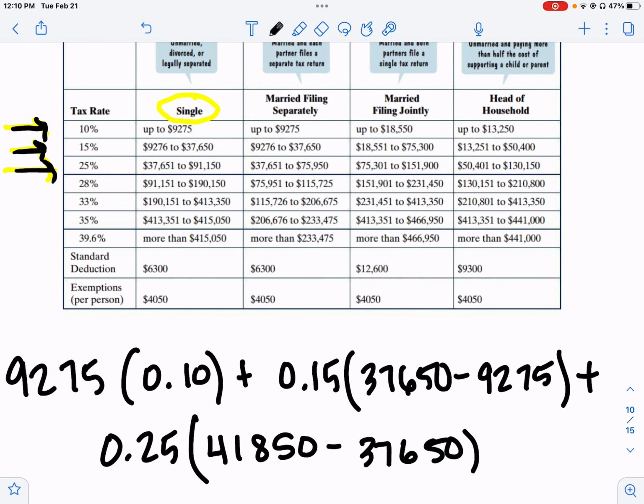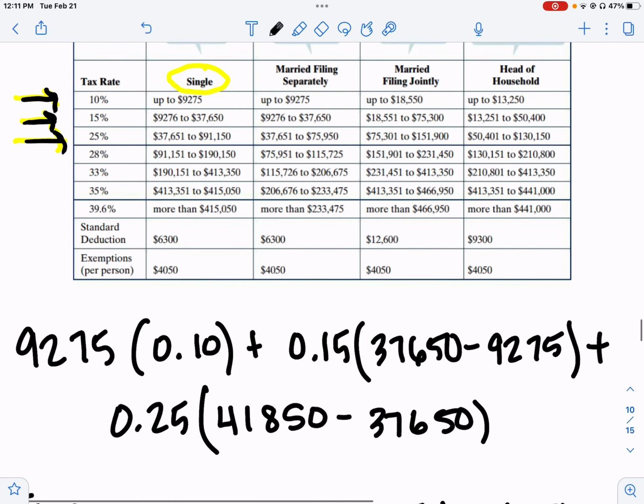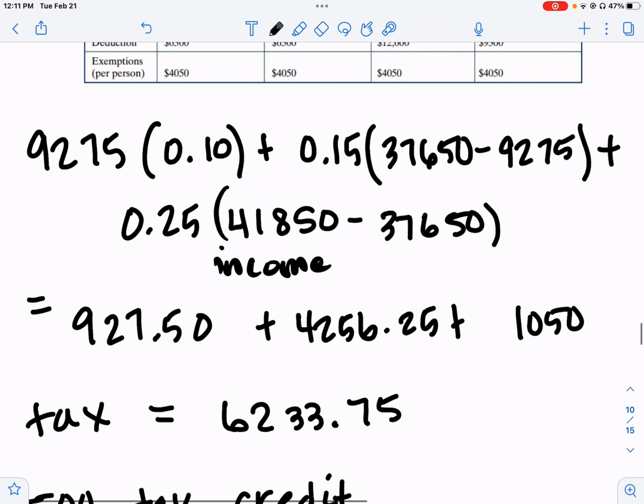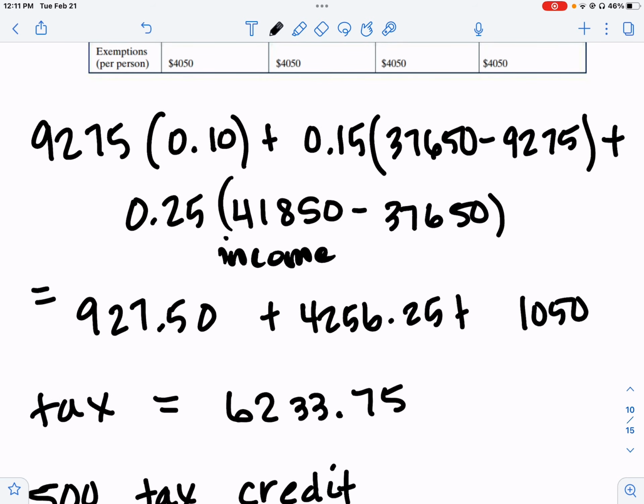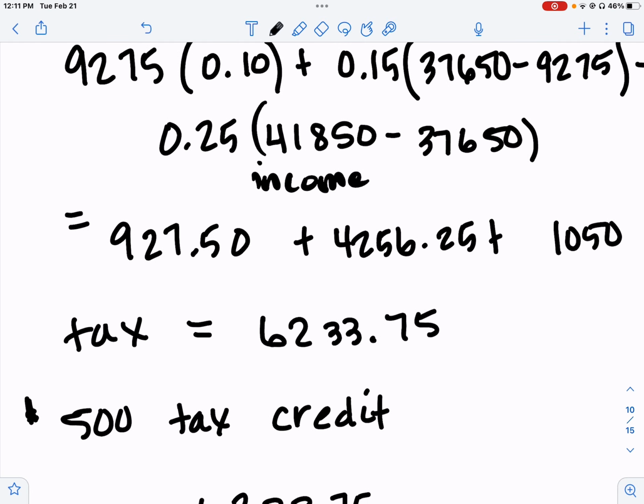Now, we take that 41,850 and we subtract 37,650 because this is our total income. Okay, the income we're paying taxes on is 41,850. Okay, they didn't make up to 91,000, so only 40. That last bit gets taxed at 25%. Okay, we do what's inside parentheses first, so you would do your subtractions. Then you would add up all of those amounts, and that would give you your owe taxes 6,233.